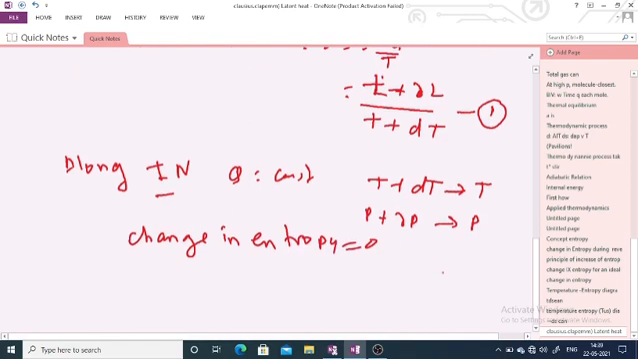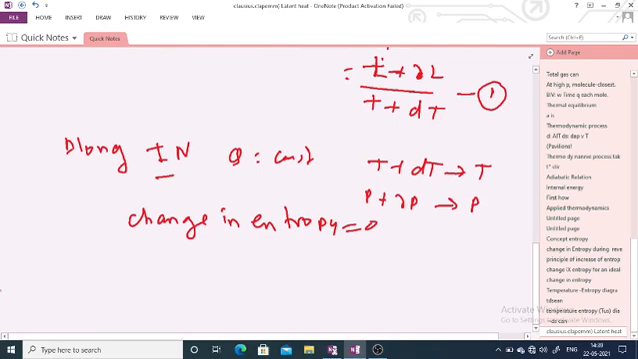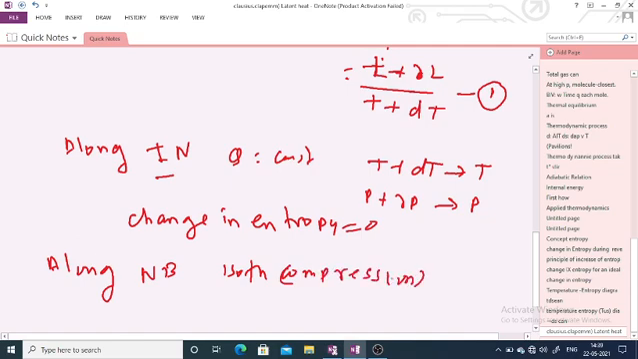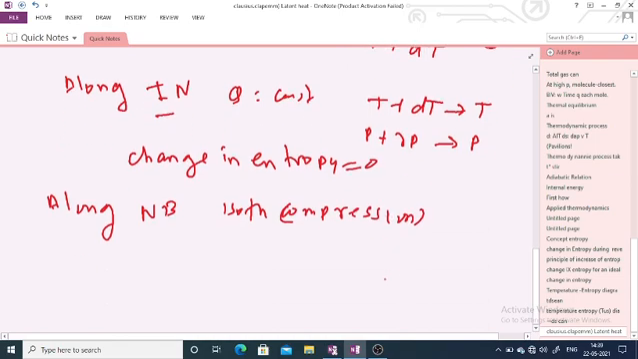Now you have to consider a third step, that is along NB. This is your isothermal compression. Here, isothermal compression. So the temperature during this process is constant.